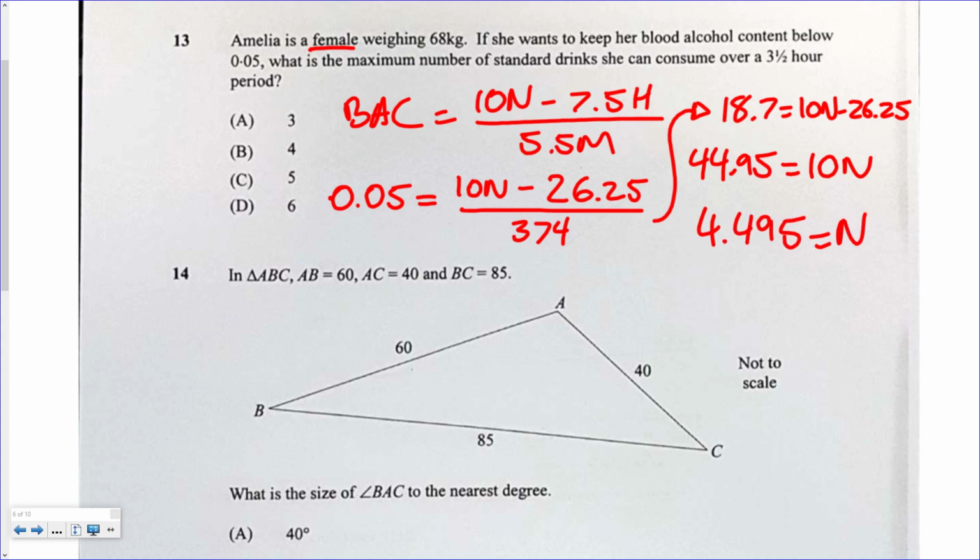That gives me 4.495 equals N. What that means is up to 4 drinks would be fine, but before we get halfway through that next drink, we'd be over the limit. So the maximum number of drinks would be 4, because anything more than that, you go too far. Saying 4.4 isn't an option either, so we'll just say 4.